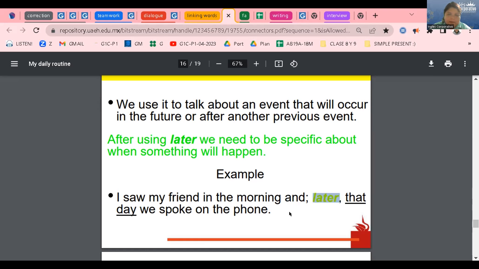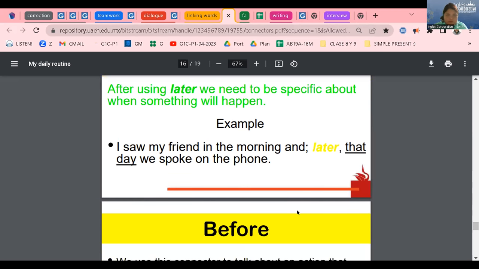¿Qué actividad pasó? Hablamos en el teléfono. Siempre es una actividad en secuencia, después. So we use a semicolon and then a comma. Entonces acá vamos a utilizar un semicolon, o sea, ahí el punto y coma, y la coma.